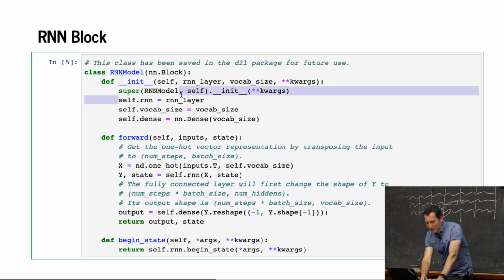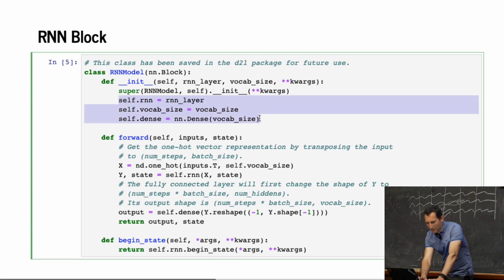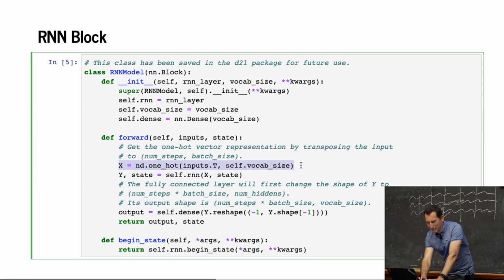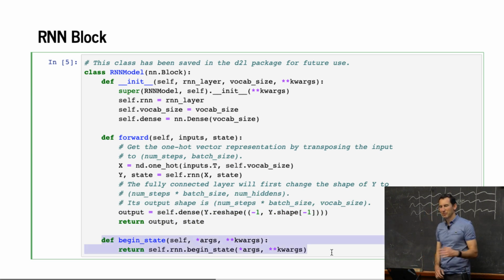So the first thing we need is for it to construct the RNN layer. And then for the decoding and encoding, it needs to create this dense matrix. So that's just the constructor. Now for the forward pass, it's this one here: it needs to one-hot encode the inputs. It then runs the RNN, and then it needs to generate the output, because the RNN doesn't know anything about that. Right, because we could have done anything bizarre here. And lastly, we just return the output and the state. And then we need another function, begin state, such that the RNN block knows how to start.